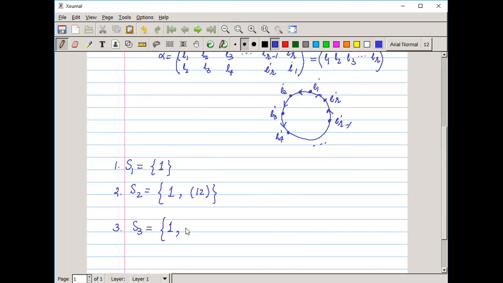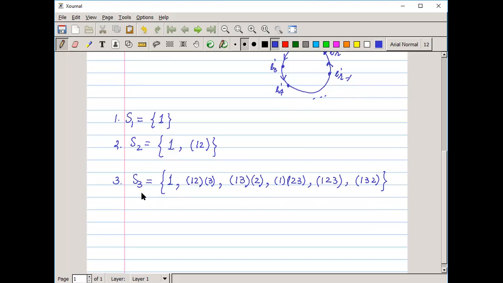One is the identity mapping. Next we can write (1 2): 1 goes to 2 and 2 goes to 1, and 3 remains fixed. Next permutation: 1 goes to 3, 3 goes to 1 and 2 remains fixed. Another: 1 remains fixed and 2 goes to 3, 3 goes to 2. This is also a bijection. Now another permutation is (1 2 3), that is, it has a cycle representation: 1 goes to 2, 2 goes to 3 and 3 goes to 1, and the last element is (1 3 2). So these are the 6 elements of the symmetry group S3.